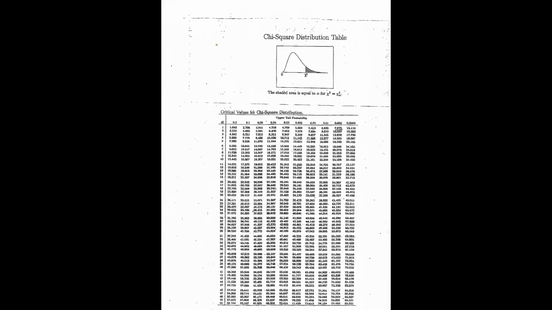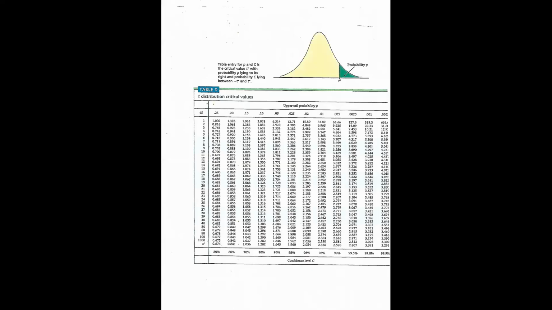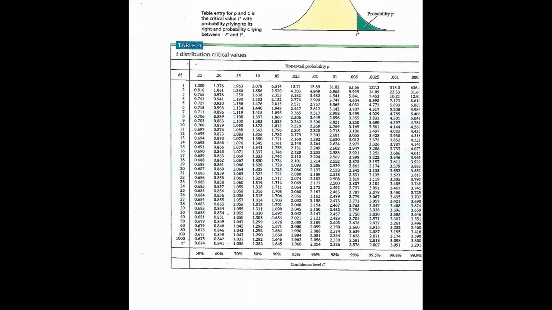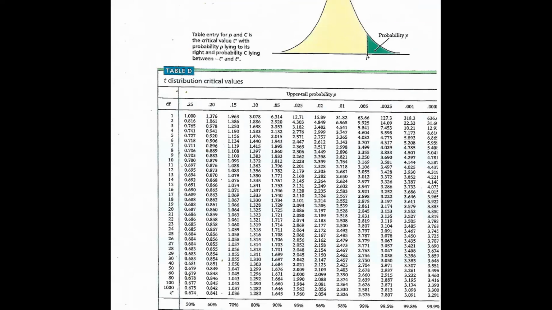Where is it? The statistics. Okay, it should be here. Here is the table. This is the chi-square table. Anyway, I don't think you have questions from the chi-square table. Here is the T statistics that you have. It gives you the area that corresponds to alpha as well.